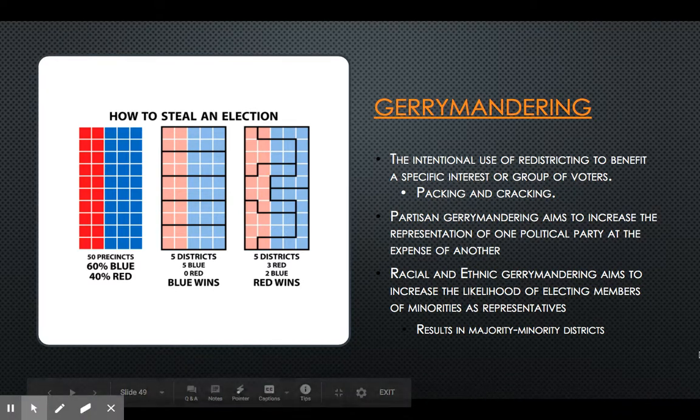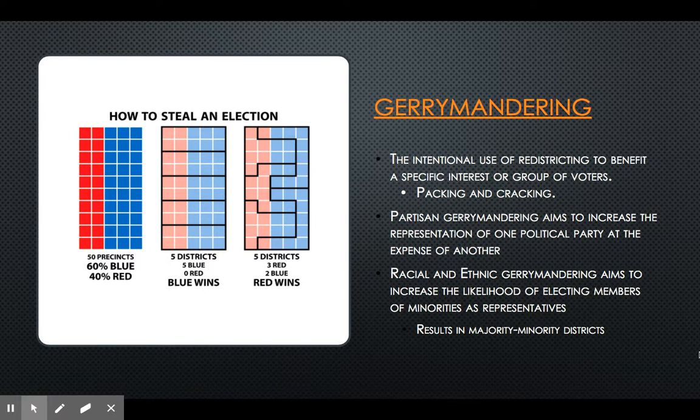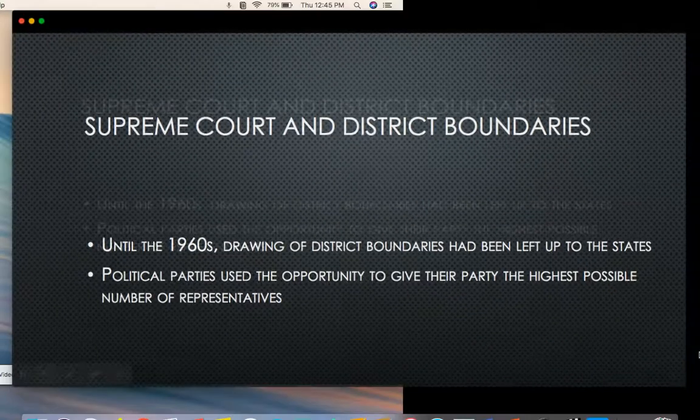Partisan gerrymandering is going to aim to increase the representation of one political party at the expense of another, okay? So if you are the Republican Party, you're going to try to manipulate it so that your party has control. Racial and ethnic gerrymandering aims to increase the likelihood of electing members of minorities as representatives. And this is going to result in what are called majority-minority districts, where a minority is the majority of that district. And that is where we're going to stop with this video.